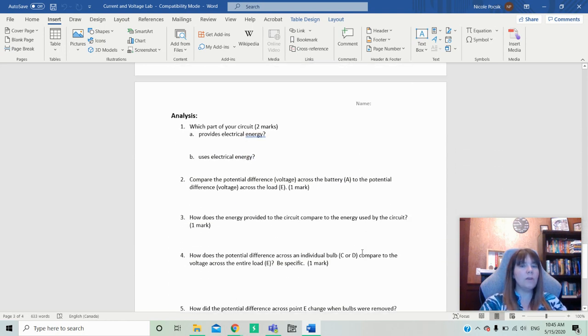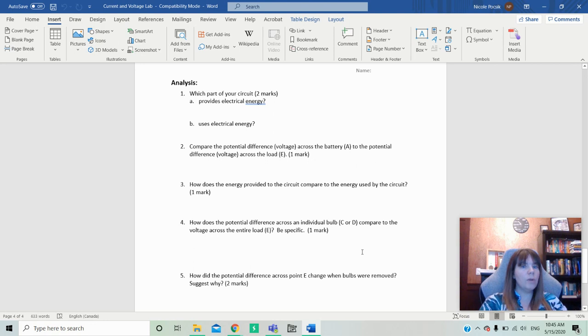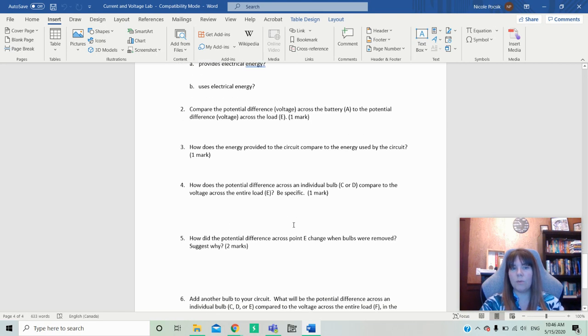Okay. So now you need to do a little bit of an analysis. We need to talk about what is supplying the electrical energy. What is the source? What uses that energy? What is the load? Compare the differences across the battery and across E. So you're telling me, are they the same, different, or equal? Okay. And then in number 3, it says, how does energy provided to the circuit compare to energy used by the circuit? Okay, so is it the same? So is A giving us what voltage and is E using it all or is it using less of it? Because remember, the loads are both using it at the same time.